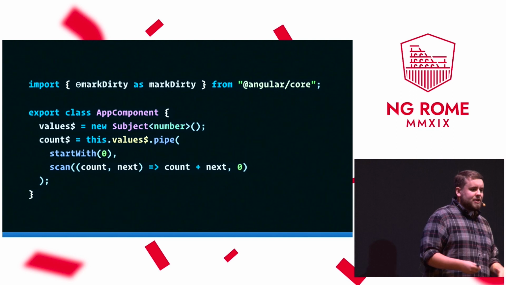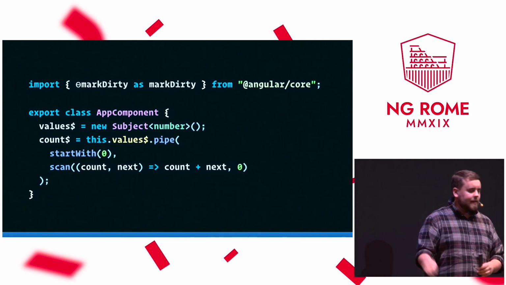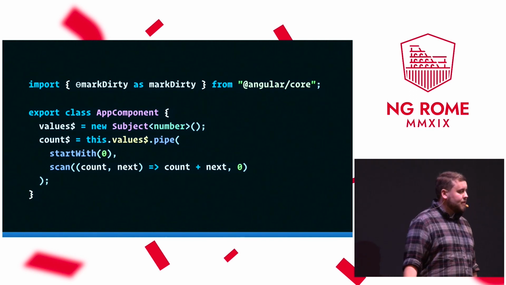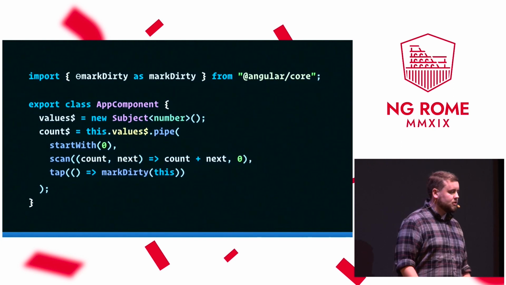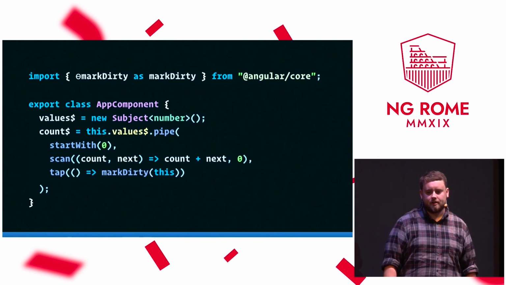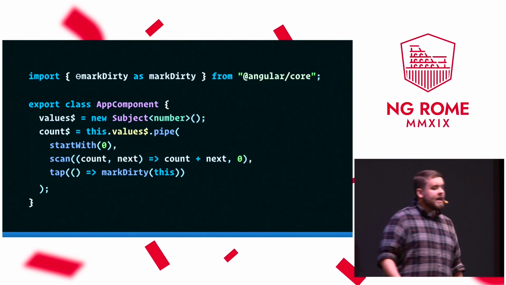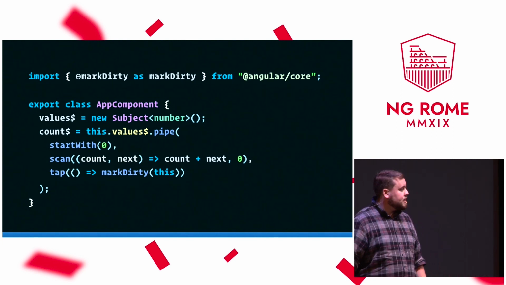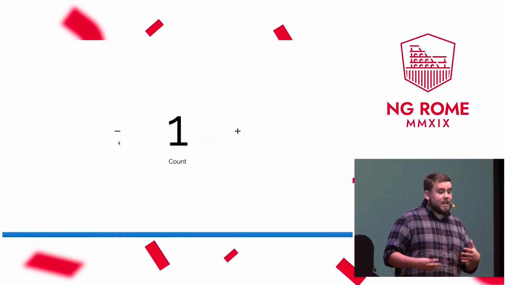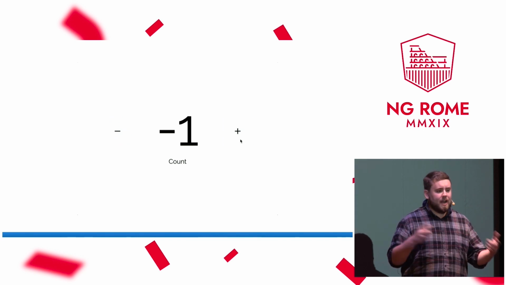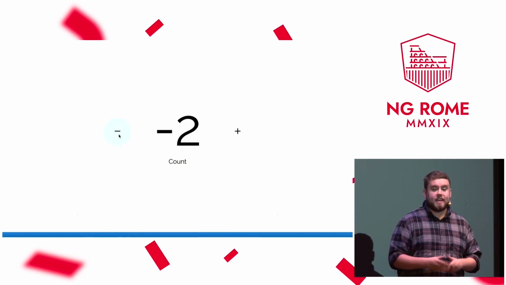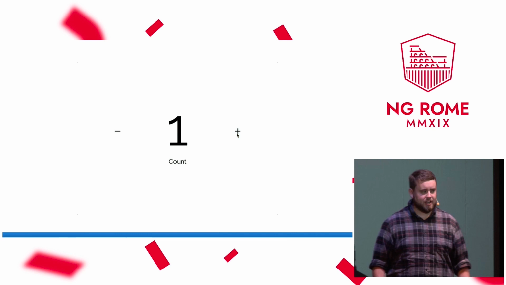But for now, I'm going to use import as syntax to get rid of that theta, and then I can use the tap operator at the end of my count observable to call markDirty on my component instance. If I run the application now, you'll see that the application is working again. The user interacts with it, the value goes up and down, it's all working with Ivy without Zone.js.